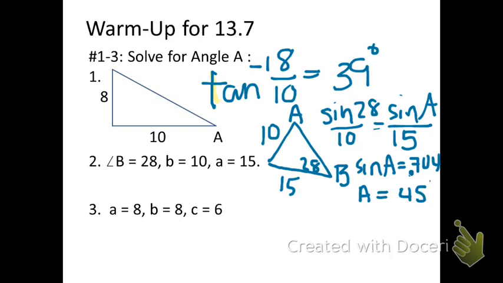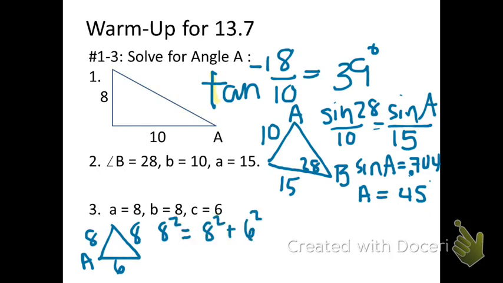And then this next one, we have all three sides. So we have 8, 8, and 6. I'm going to call this one A. So when you have side, side, side, you have to do the law of cosines. So it's going to look like this. 8 squared equals 8 squared plus 6 squared, oops, sorry, let's erase that. That is going to be a minus 2 times 8 times 6 times the cosine of angle A.